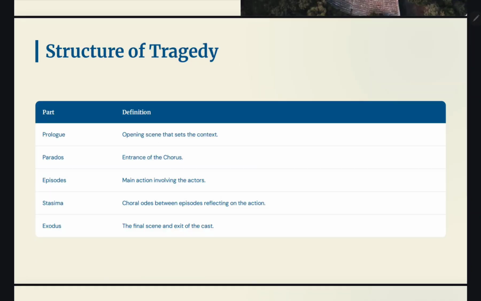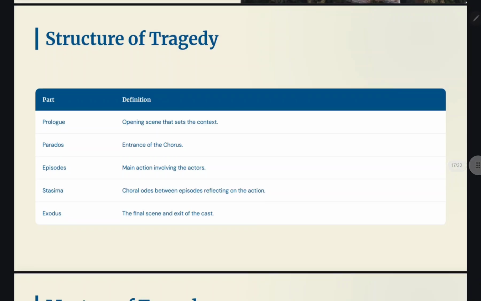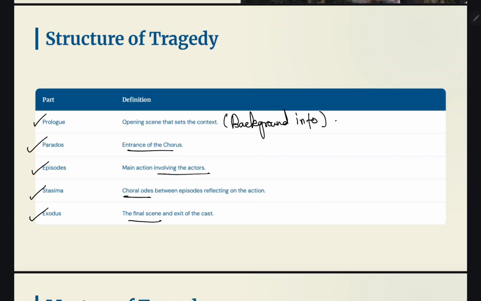Okay scholars, now we are going to see about the structure of Greek tragedy. Greek tragedy follows a structure far more disciplined than modern drama. Its components are the prologue, background information, an opening scene that sets the context. Parados is the entry of the chorus. Episodes, where the main dramatic action happens, involving the actors. Stasima is all about choral songs. Exodus is the final scene or conclusion.